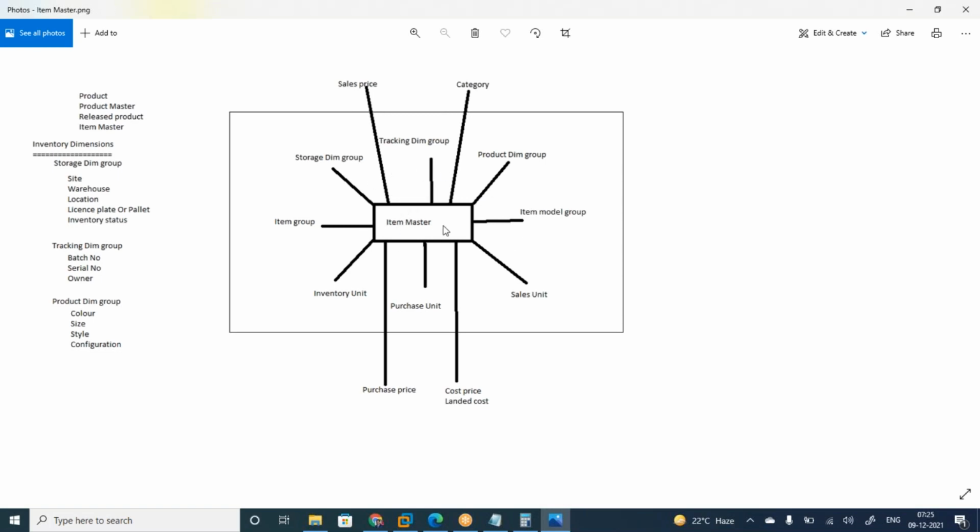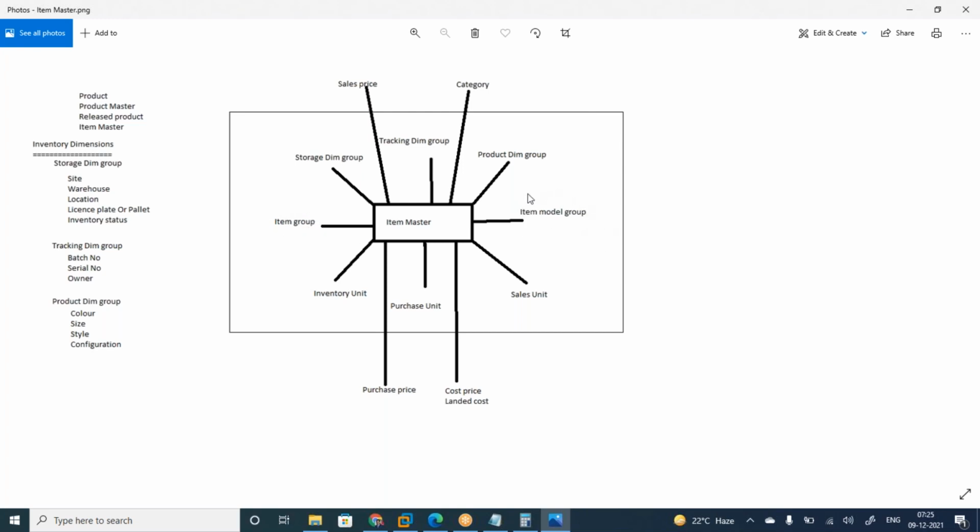If you want to create an item master, storage dimension group and tracking dimension group are mandatory. Product dimension group is required if it is a product master, otherwise it is not required. Then purchase unit, inventory unit, sales unit are mandatory. And item group, item model group. Item group is a part of finance, purely finance. So finance consultants learned a lot about item group. Now we are learning item model group.